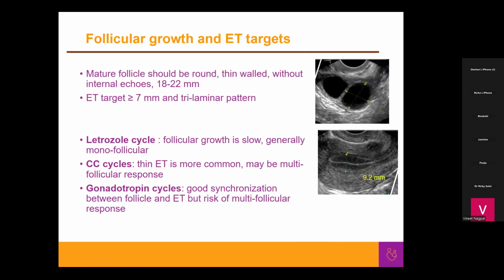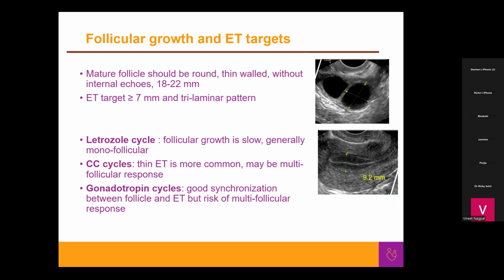Then what is our target? Once we see a dominant follicle, it keeps on increasing in size, and we continue giving our protocol, whatever gonadotropin dose is continued. And our basic target is to get a mature follicle. And the mature follicle should be round, thin wall, without any internal echoes, and the ideal size is 18 to 22 millimeter. And the endometrium should be more than 7 millimeter and a trilaminar pattern.